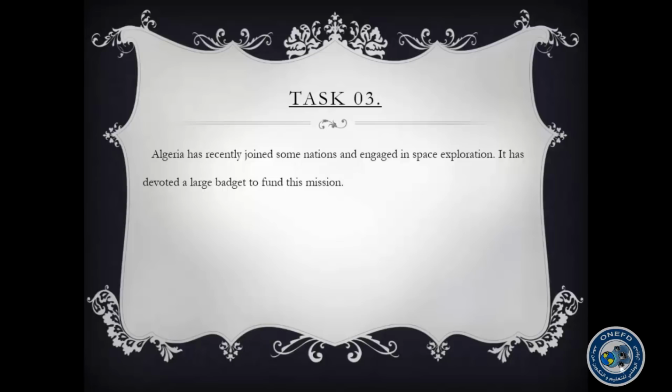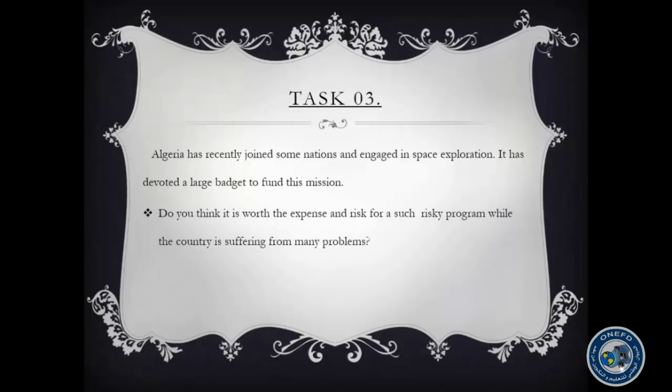So think about it. Algeria joining the USA, the United Kingdom in space exploration, and it has devoted a large budget, meaning large or huge sums of money. So it is expensive. What do you think the people of Algeria would say? So that's why we're going to ask this question. Do you think it is worth the expense and risk for such a risky program while the country is suffering from many problems?